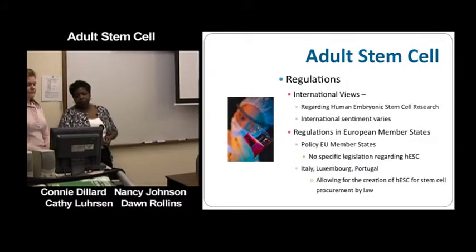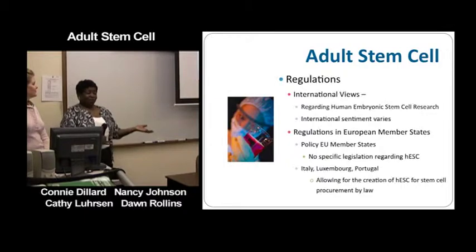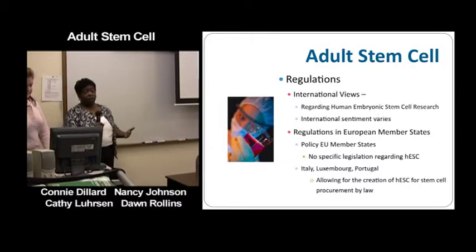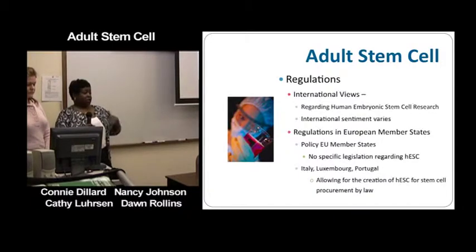International views vary as well. International sentiment is embryonic human stem cells versus human stem cells. There wasn't any clear-cut argument against adult stem cells on the international level. Again, just like the states, most of the states, the federal view now is that adult stem cells have always been good. But it varies from country to country, state to state.